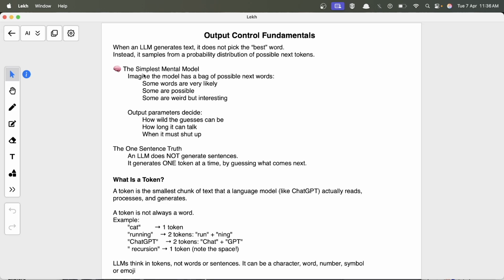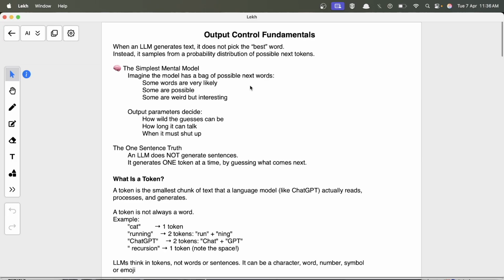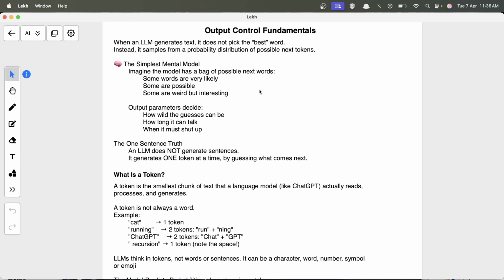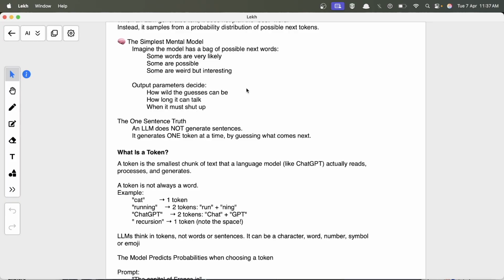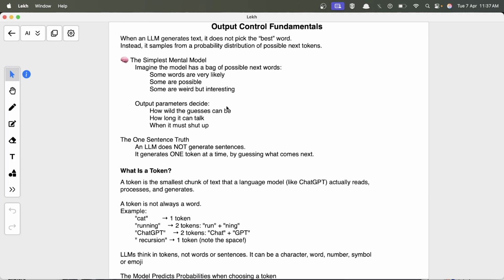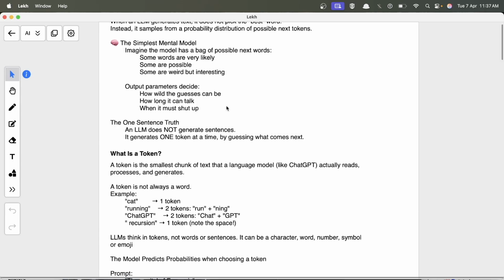Imagine a bag that has possible next words. Some words are very likely, some are possible, some are weird but interesting. The output parameters which we pass to an LLM help it decide how to choose that word: how wide the guesses can be, how long it can talk, and when it must stop. They tell the LLM how to choose that word, how long an answer can be, when to stop generating tokens, and what method to use in choosing a token. All these can be controlled by the parameters we pass to the LLM, and we will see all of them in detail, one by one, in today's video.